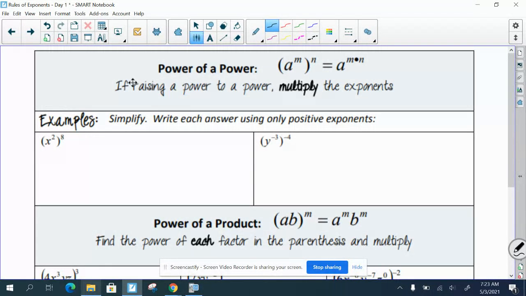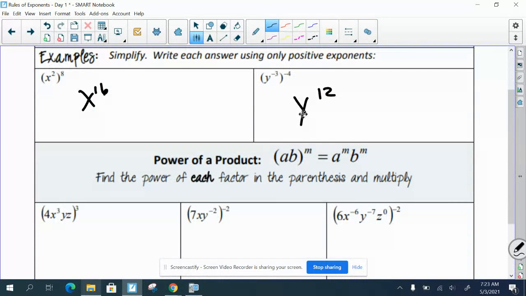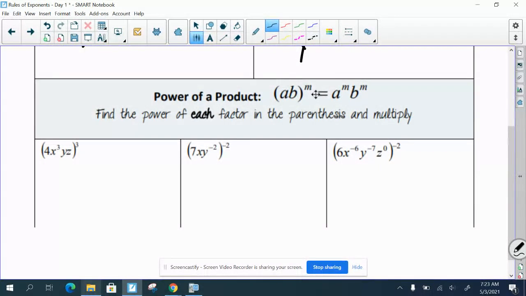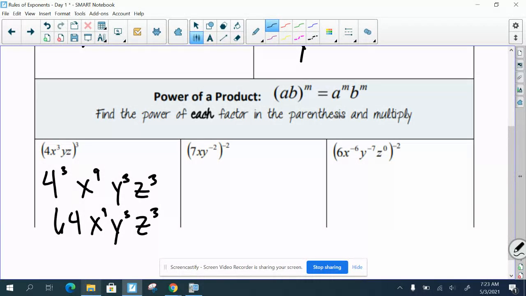Power to a power, you multiply. So this would be x to the 16th. This would be y to the +12th because you have 2 negatives. And then if you have a power to a product, you distribute the exponent as long as there's not plus or minus inside the parentheses. If you're just multiplying what's in the parentheses, you distribute. So like this would be 4 to the 3rd. This would be x to the 9th because we're multiplying the powers. And this would be y to the 3rd, z to the 3rd. 4 to the 3rd power is 64. So 64, x to the 9th, y to the 3rd, z to the 3rd.